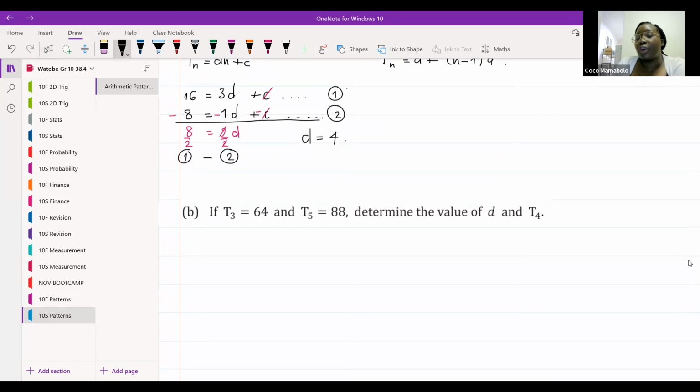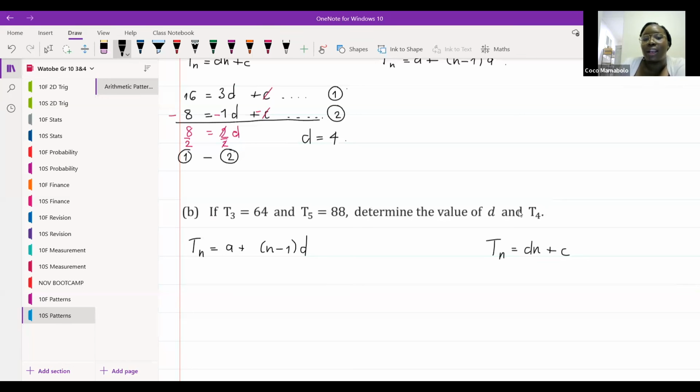Now, for those of you who want to use Tn is equal to Dn plus C, go for it. I'm going to use the other formula this time. This time, I'm going to use Tn is equal to A plus (n minus 1)D. I want to show you guys that both of these work. Okay, so I'm going to substitute T3 with 64 into my formula.